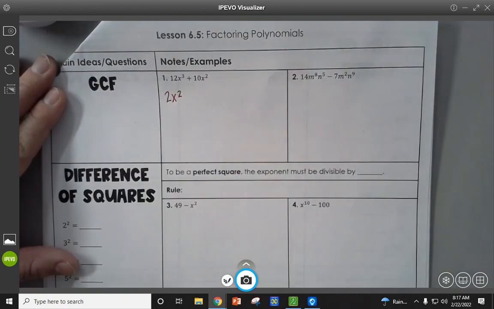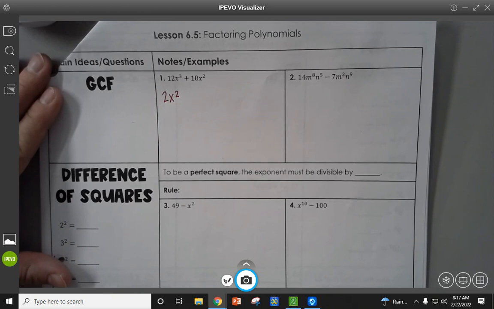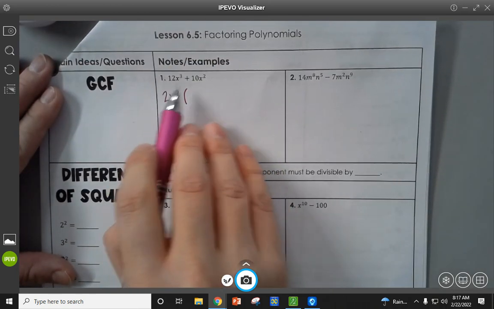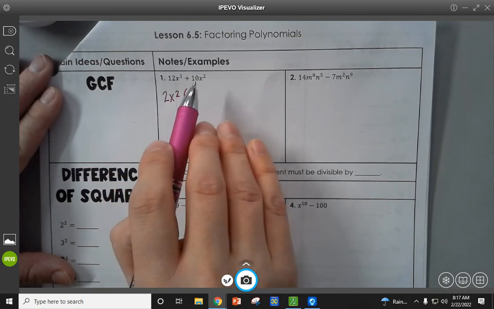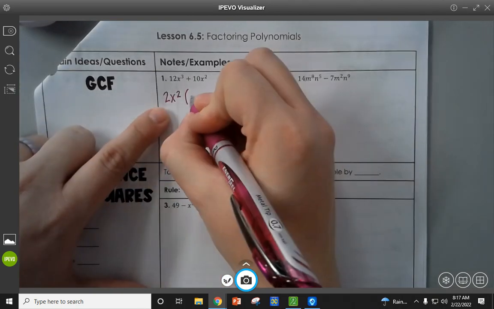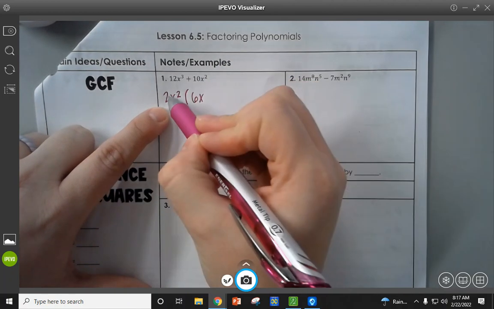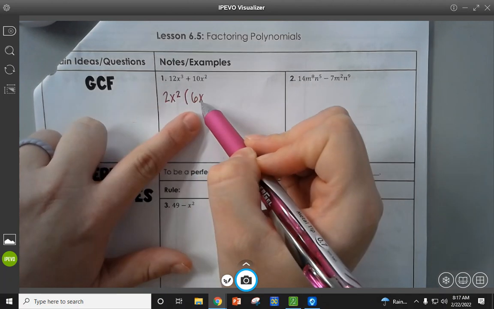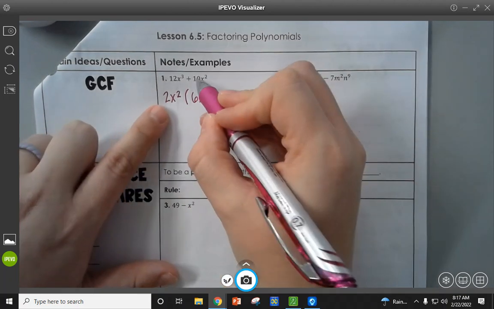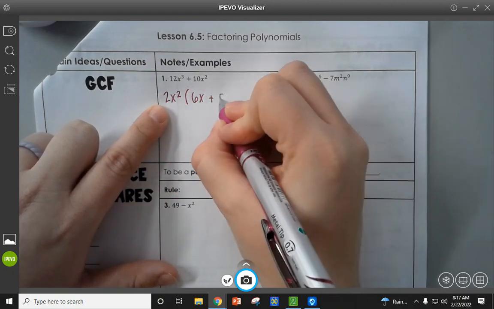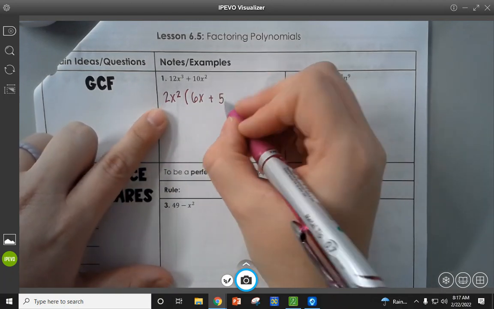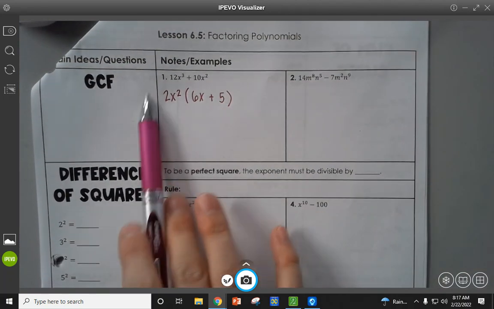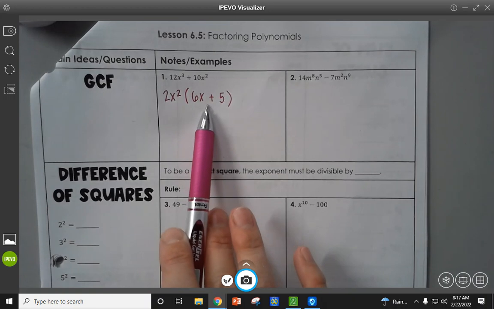You can factor out, you can divide both of those by x squared. And if I divide both terms by 2x squared, this first one we're left with 6x, because 12 divided by 2 is 6. And then x cubed, when I take out x squared, I'm left with x. Plus 10 divided by 2 is 5. And I took all of the x squareds. So when I factored GCF, I have 2x squared, and then I'm left with 6x plus 5.